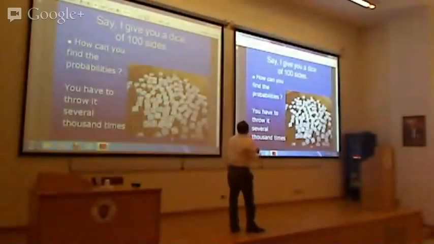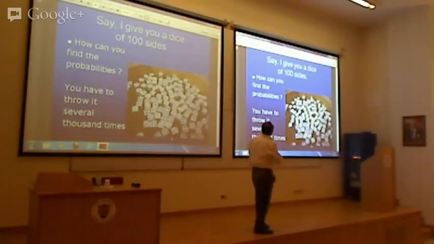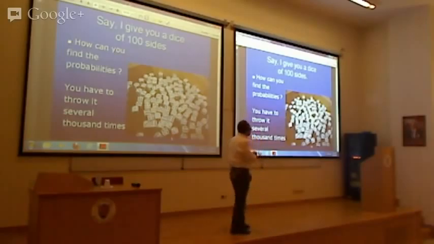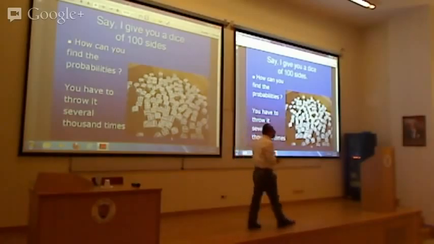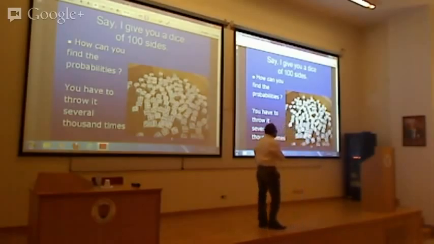Okay? For example, say I give you a dice which has 100 sides. I couldn't find a dice like that. 100 sides, okay? Now, how can you find the probabilities? Well, you have to throw it, right? You can assign an a priori probability, but it could be a loaded dice. You have to throw it many times, I'd say several thousand times, to actually assign the probability. In principle, you should throw it infinitely many times. Okay.